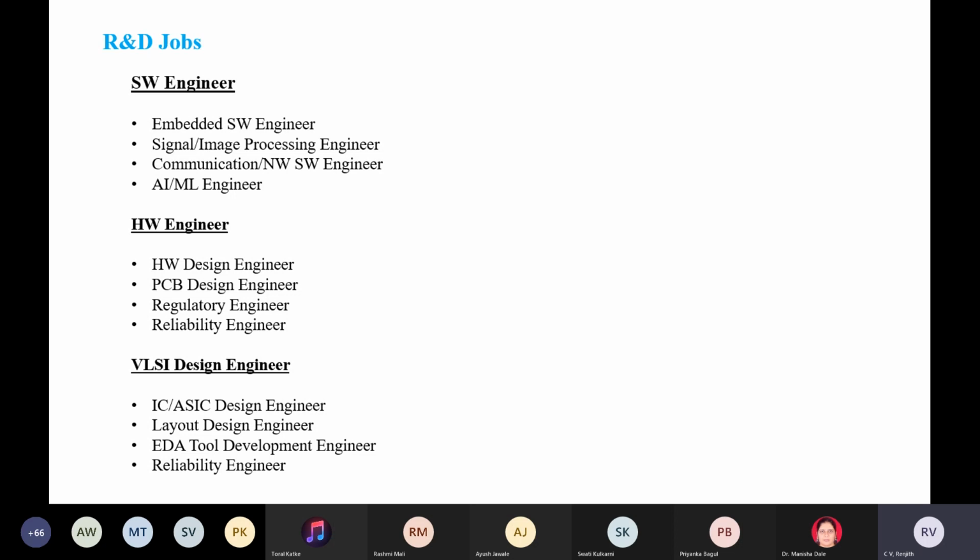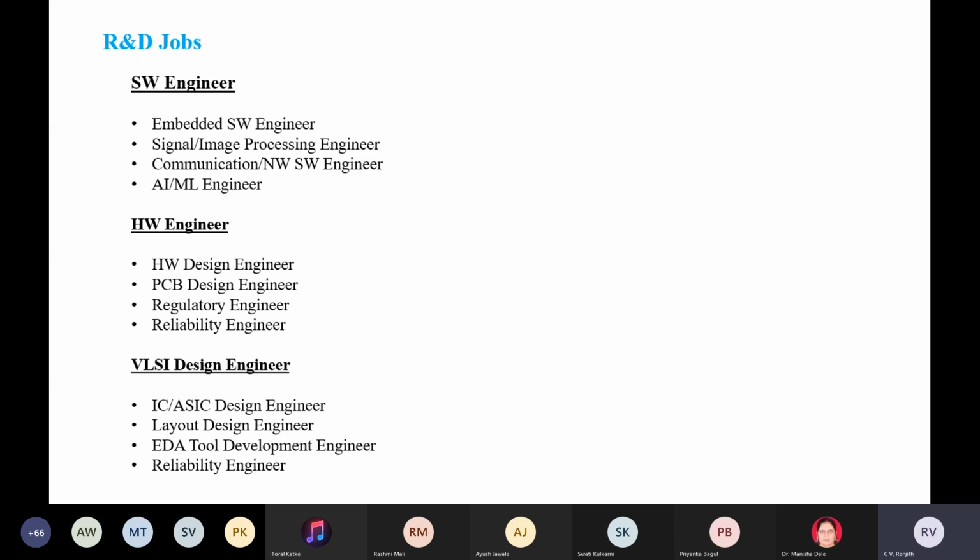So here are three types of jobs in R&D. One is software, hardware, or VLSI design. You have to be very clear that you cannot choose software and hardware together. You can choose only one, okay? So 10, 15 years back, it was possible actually. I mean, you could do both, but now it's not like that. You can only choose one. So that is very clear. So you need to decide what you need to do.